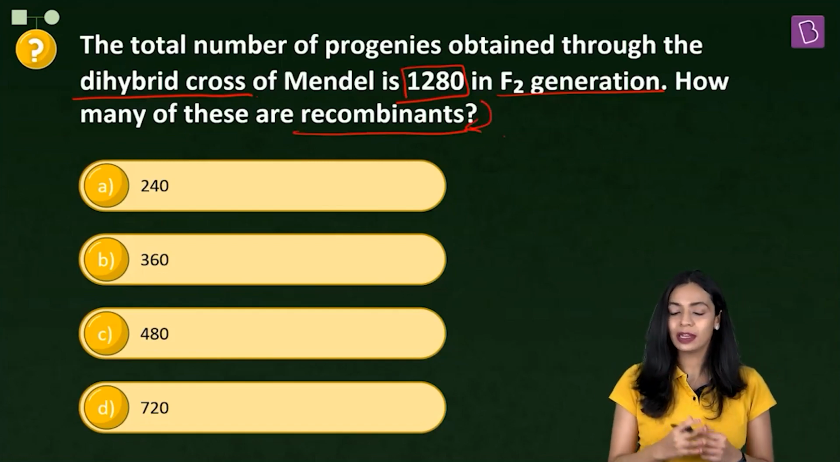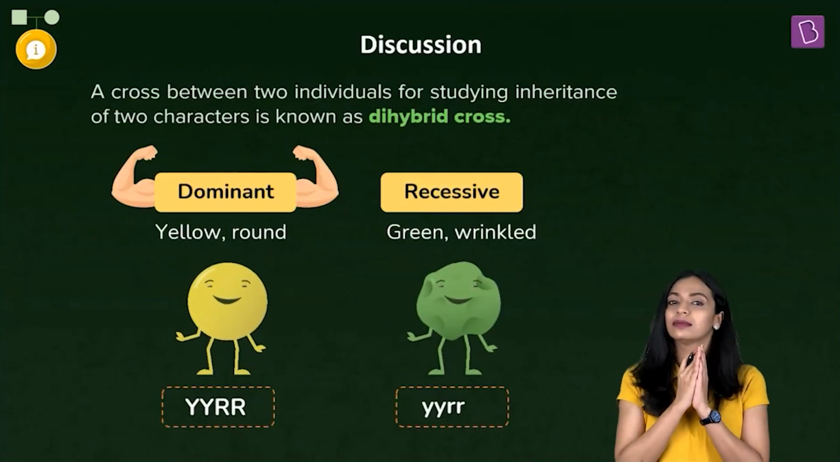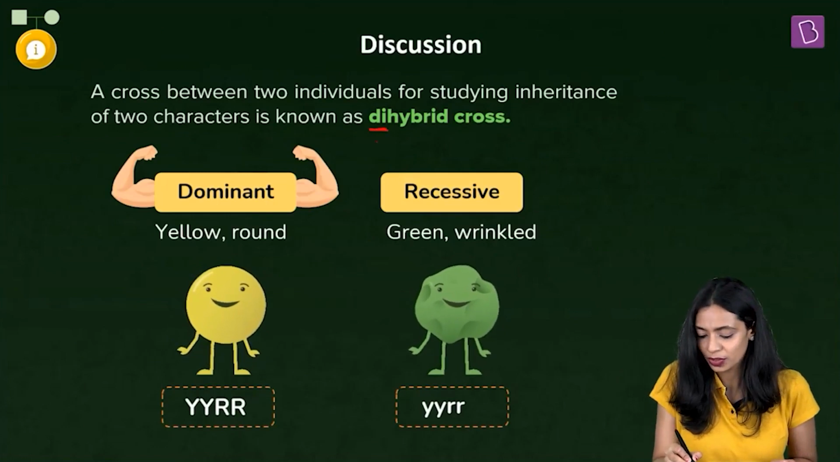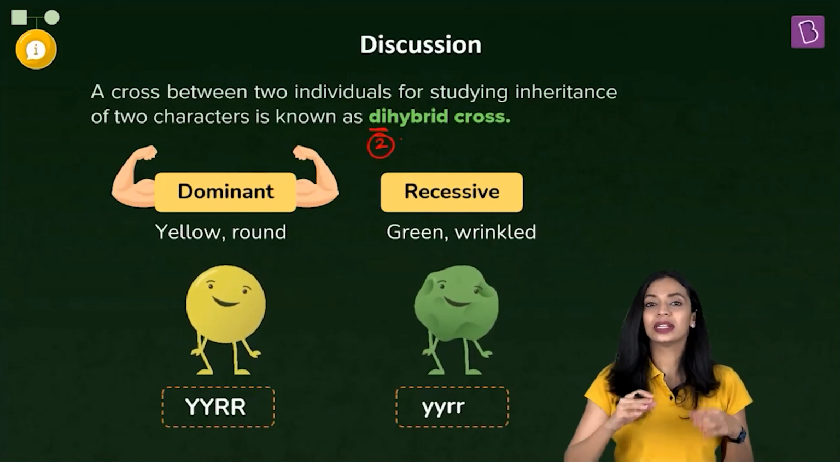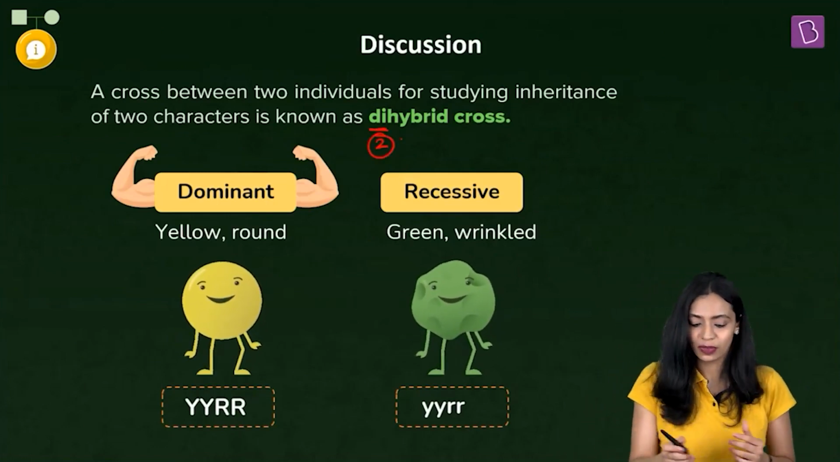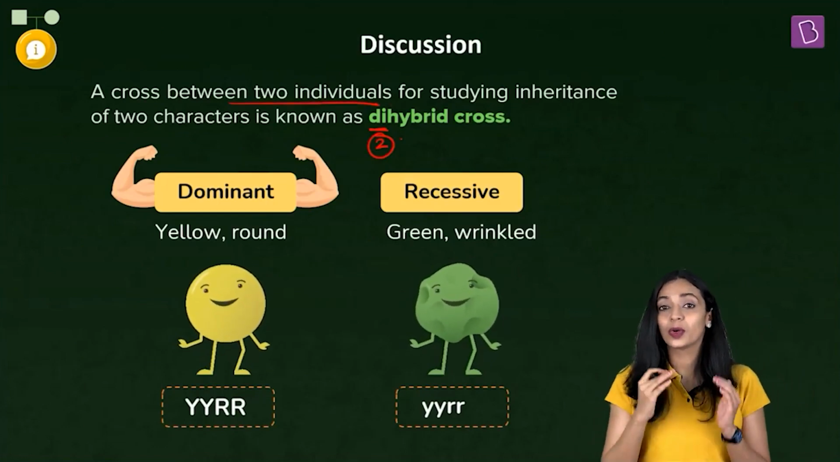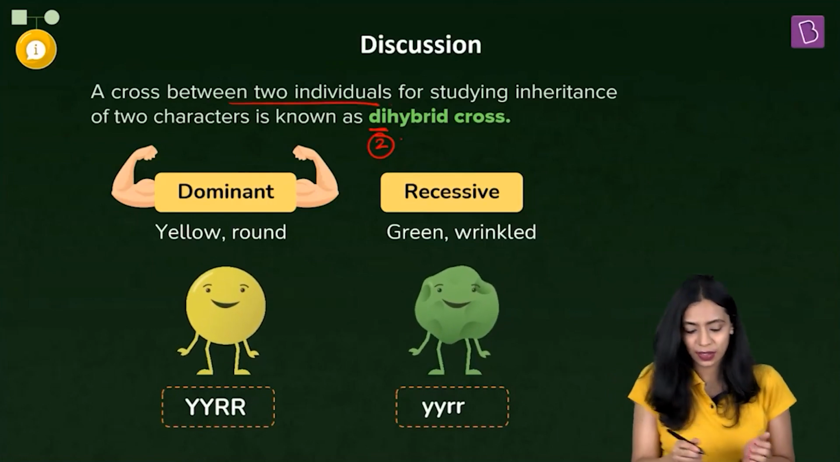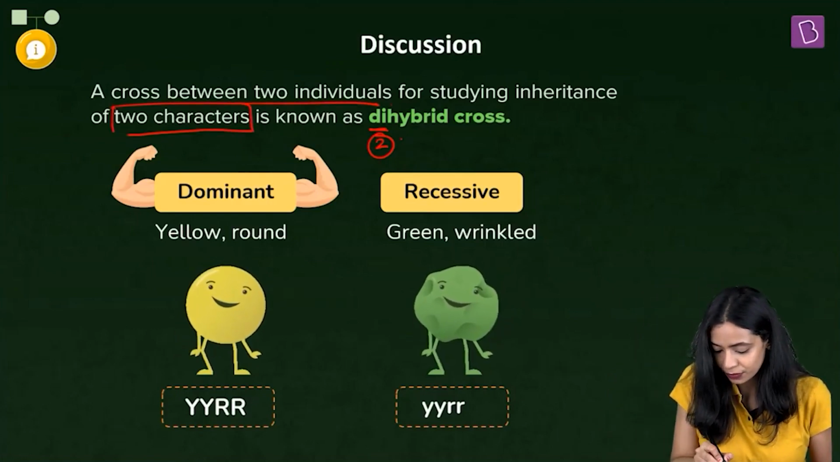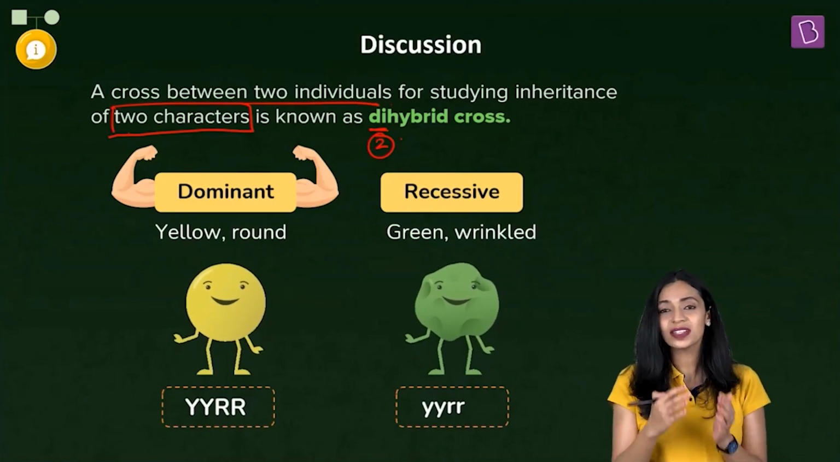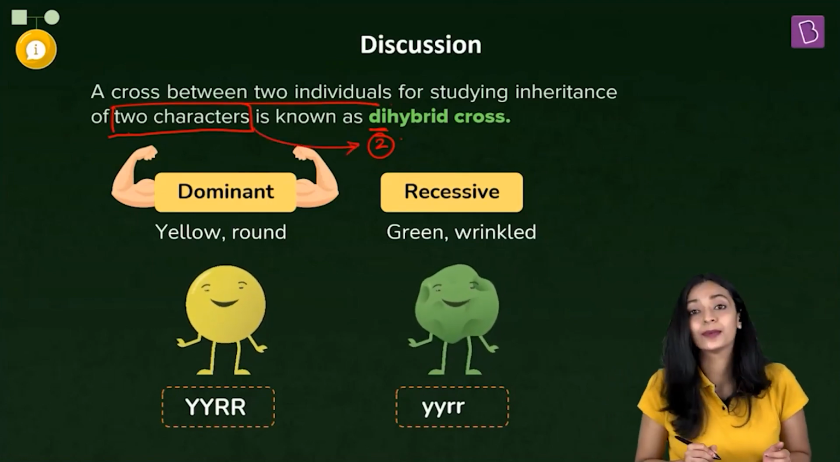Now I want to begin by talking about what a dihybrid cross refers to. Di, I'm sure you know, represents two, right? So a dihybrid cross is a cross involving two individuals, and in the cross we are going to specifically focus or consider two characters only. Since two characters are studied or considered in a cross, it is referred to as the dihybrid cross.